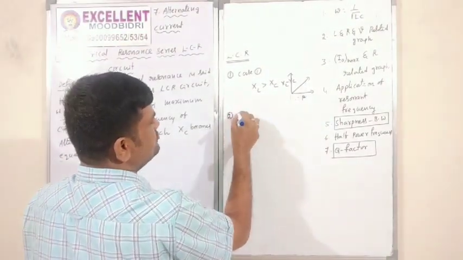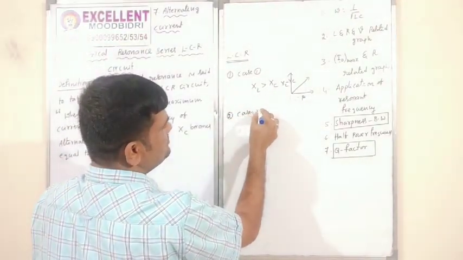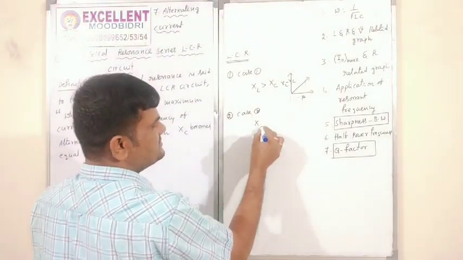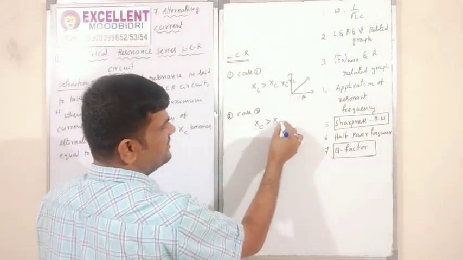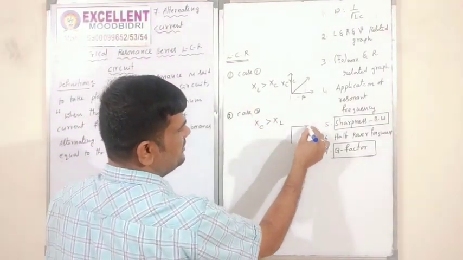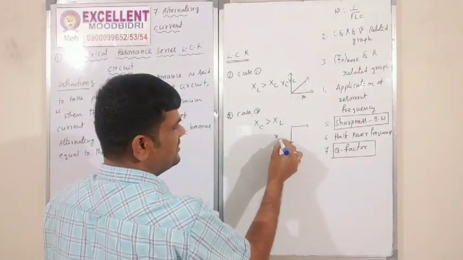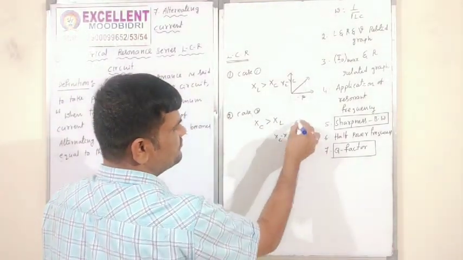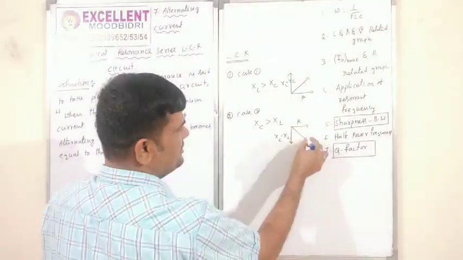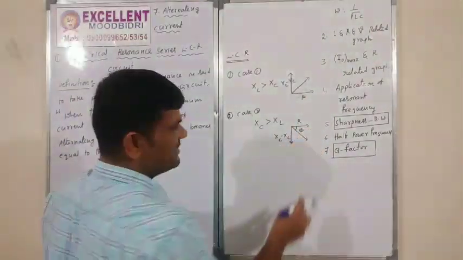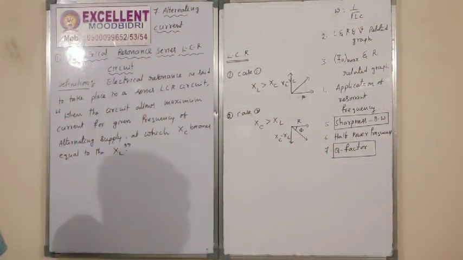Similarly, case 2. Case 2 is XC greater than XL. So the graph will come in this manner. This is XC minus XL, this is R, this is the impedance, and this is the phase angle. Like that I have given.